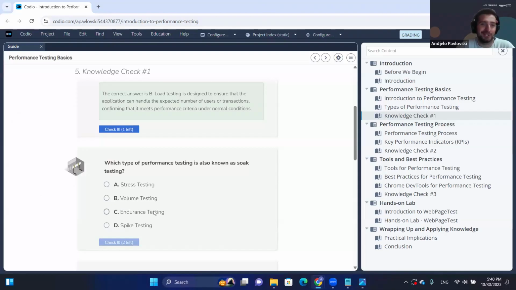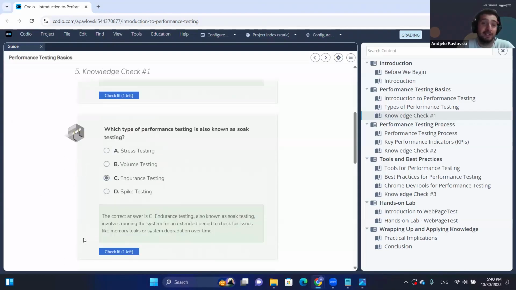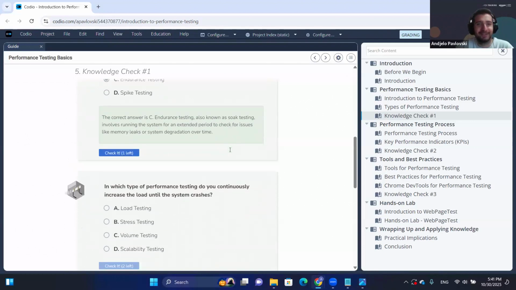All right, I'm gonna quickly check this one. So I'm gonna click on C and let's see if it indeed is correct. And it is. The correct answer is C. And yeah, endurance testing is soak testing because you see how much the system can take, so soak up over time. So very well done, everyone. I'm very happy that you are all getting the hang of it.